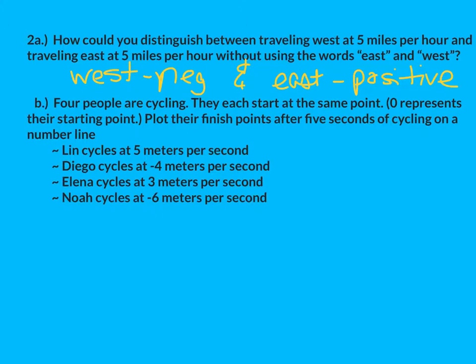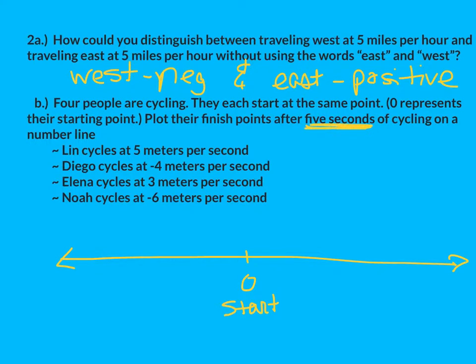4 people are cycling. They each start at the same point. We'll have 0 be their starting point. Plot their finish points after 5 seconds of cycling on a number line. Okay, so I can draw my number line. And I know that 0 is where they're all going to start. And the first thing I need to do is figure out how far they're going to go, because we're looking at how far they're going to go in 5 seconds.